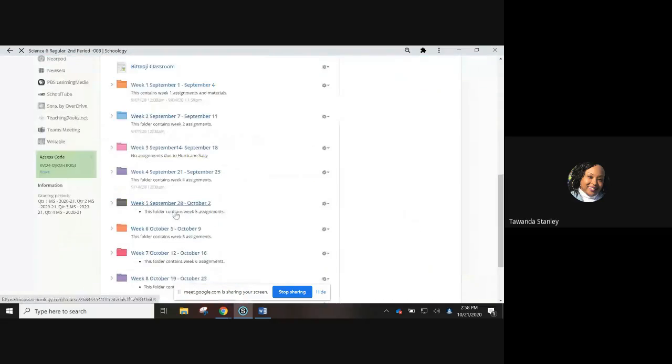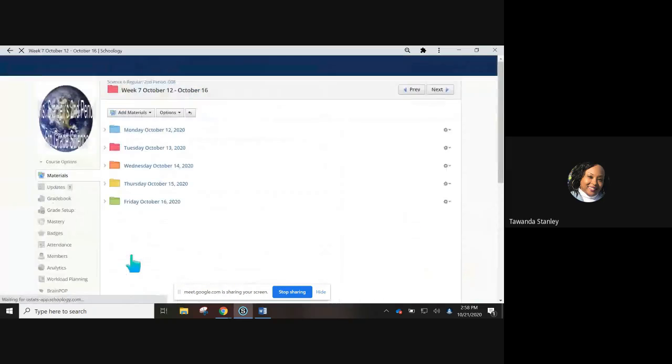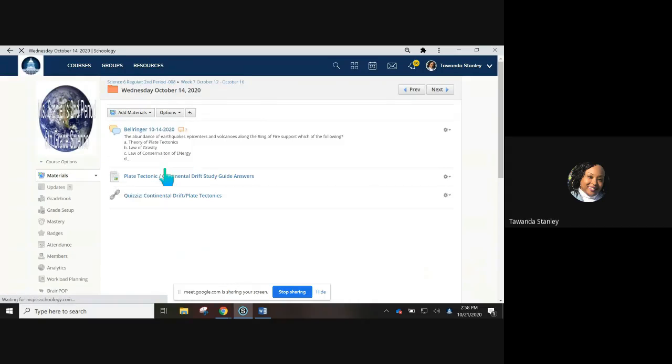If you're an individual that has to retest, be sure to go back to week 7. Week 7 Wednesday has the Plate Tectonic Continental Drift Study Guide with answers, and it also has a quiz. Please take that quiz as many times as it takes for you to make an 80 or higher. That will help you. Study this study guide. That will help you as well. Make some note cards. These things will help you to do better on your test, or if you have not taken the test at all, it will help you to do better on the test.